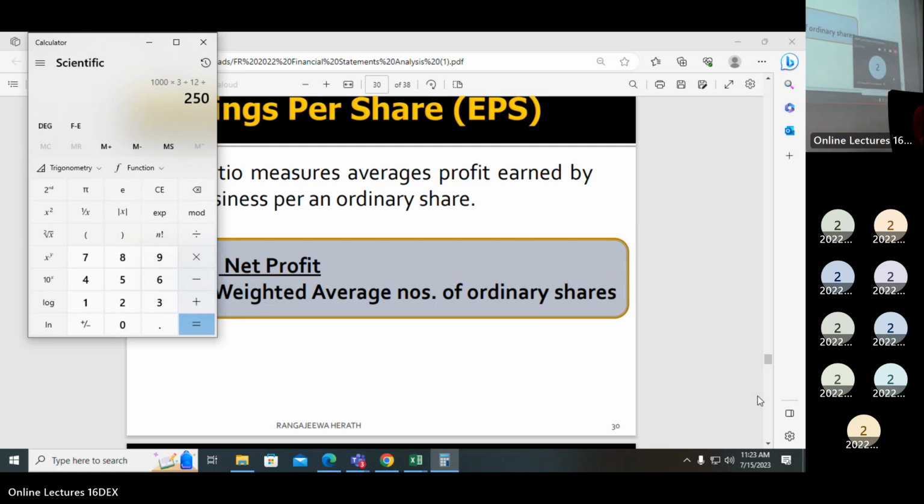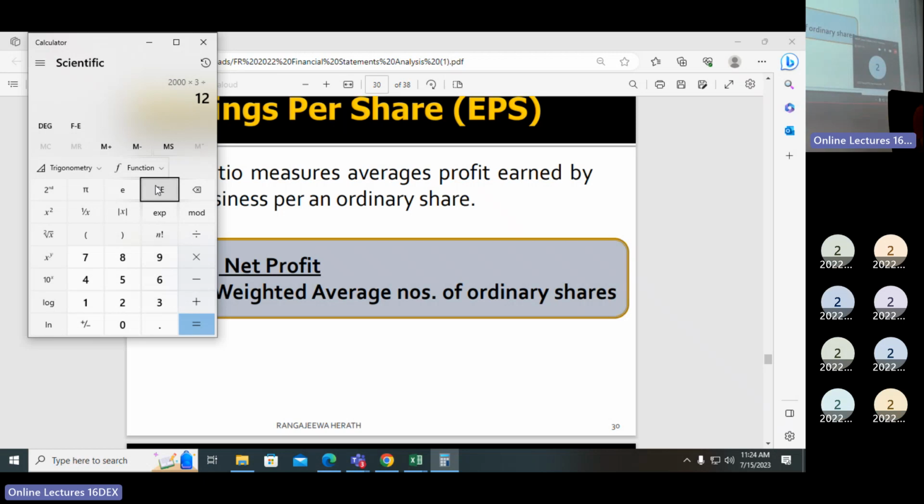Let me take an example. 2 million shares were there initially, which was there 3 months, right? 1st April to 1st July. Then 1st July we made another 1 million shares. Altogether now the total shares become 3 million. 3 million were there for 12 months. So this is how you weight it. 2 million for 3 months, 3 out of 12, 3 million for 9 months. So that is 2,700.